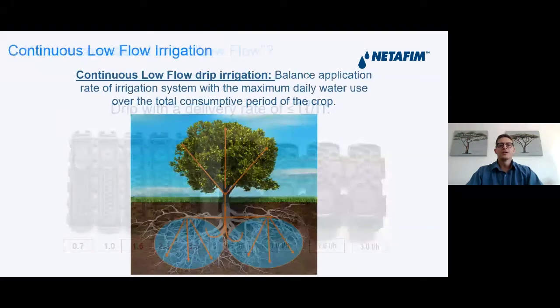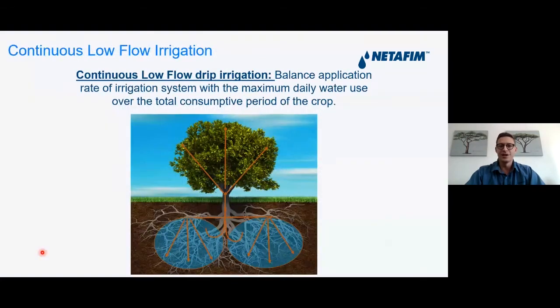So if we talk about continuous low flow drip irrigation and we need to put a definition to it in words, it would probably go something like this. We want to balance the application rate of the irrigation system in millimeters per hour or in cubic meters per hectare per hour with the maximum daily water use, which is the daily water requirement of whatever crop you are planting, over the total consumptive period of the crop, which is transpiration hours or sunlight hours. I know this sounds like a mouthful and it's a bit difficult to understand at first glance, but I am going to elaborate a little bit on this.